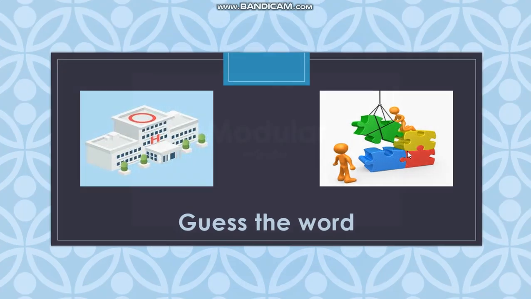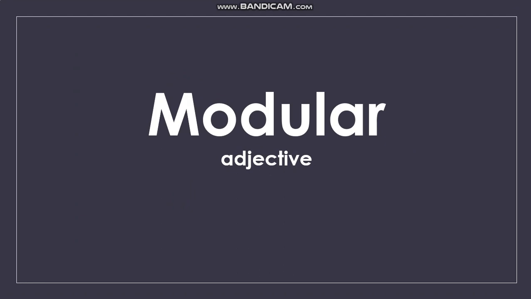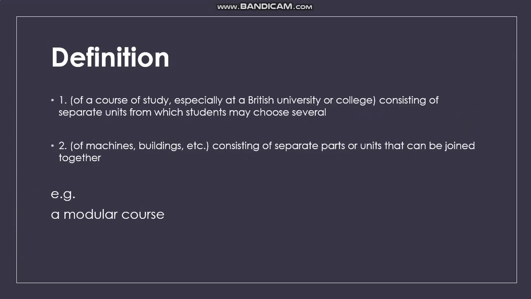Great, and the word is modular, and it's an adjective. Okay, so here we have a couple of definitions of this word. It means of a course of study, especially at a British university or college, consisting of separate units from which students may choose several. For example, a modular course. Number 2, of machines, buildings, etc., consisting of separate parts or units that can be joined together.